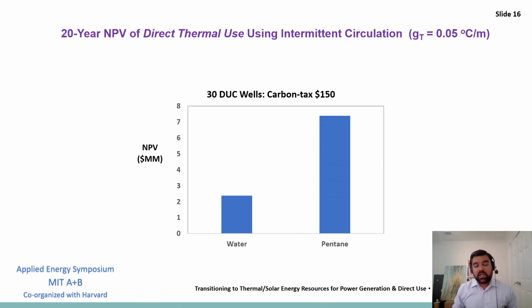If you look at NPV for water in a 20-year time frame, you get somewhere around $2 million. But similarly, as we saw in the temperature scenario, pentane produces a very high temperature. So the NPV from the pentane scenario will be somewhere around $7 million. So in both scenarios, you see it's positive, and with pentane, because of the higher temperature, it's more economical in that sense.